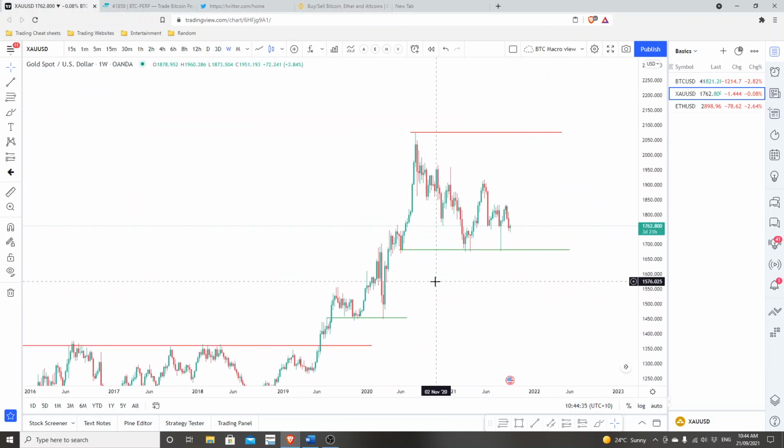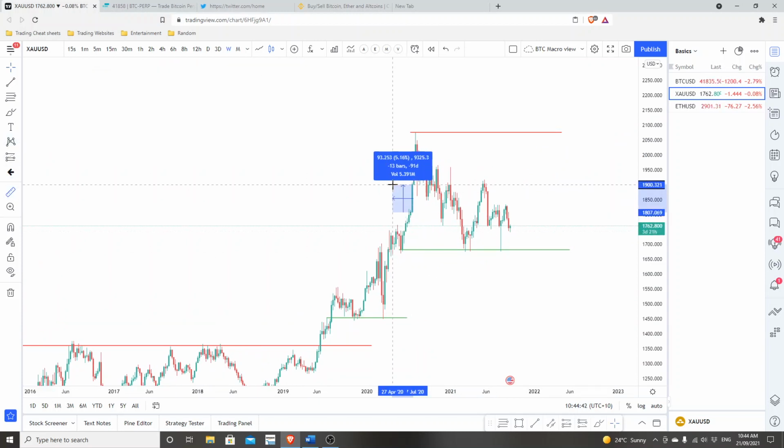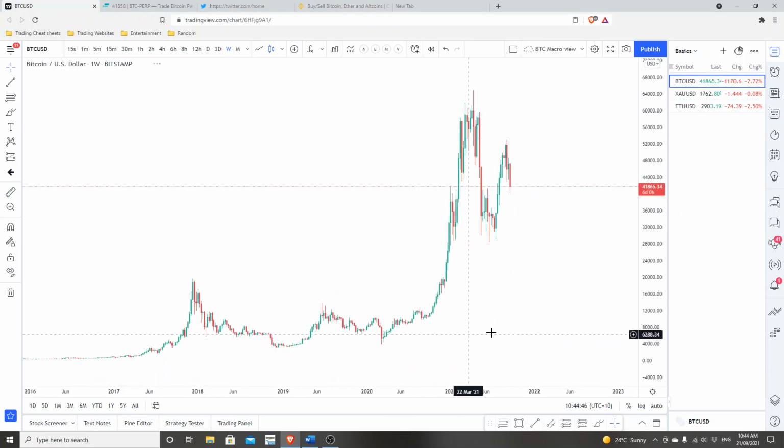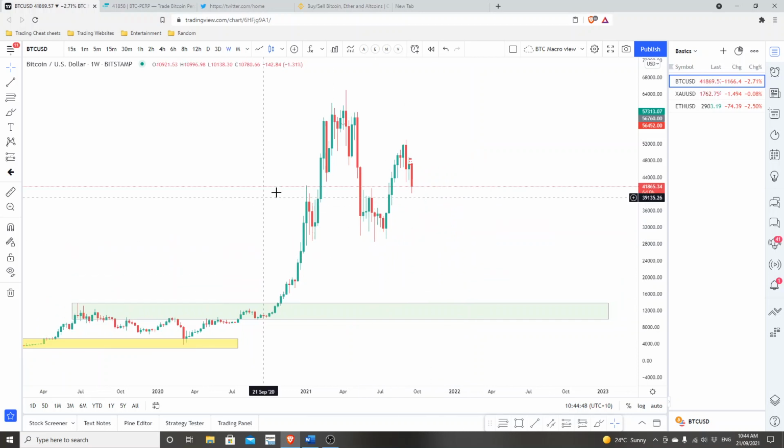where's a big week in gold? What do we get here? What's the percentage move there? This is in the middle of a bull run. We got a 5% move. In Bitcoin, that's a pretty big bar there on the weekly.